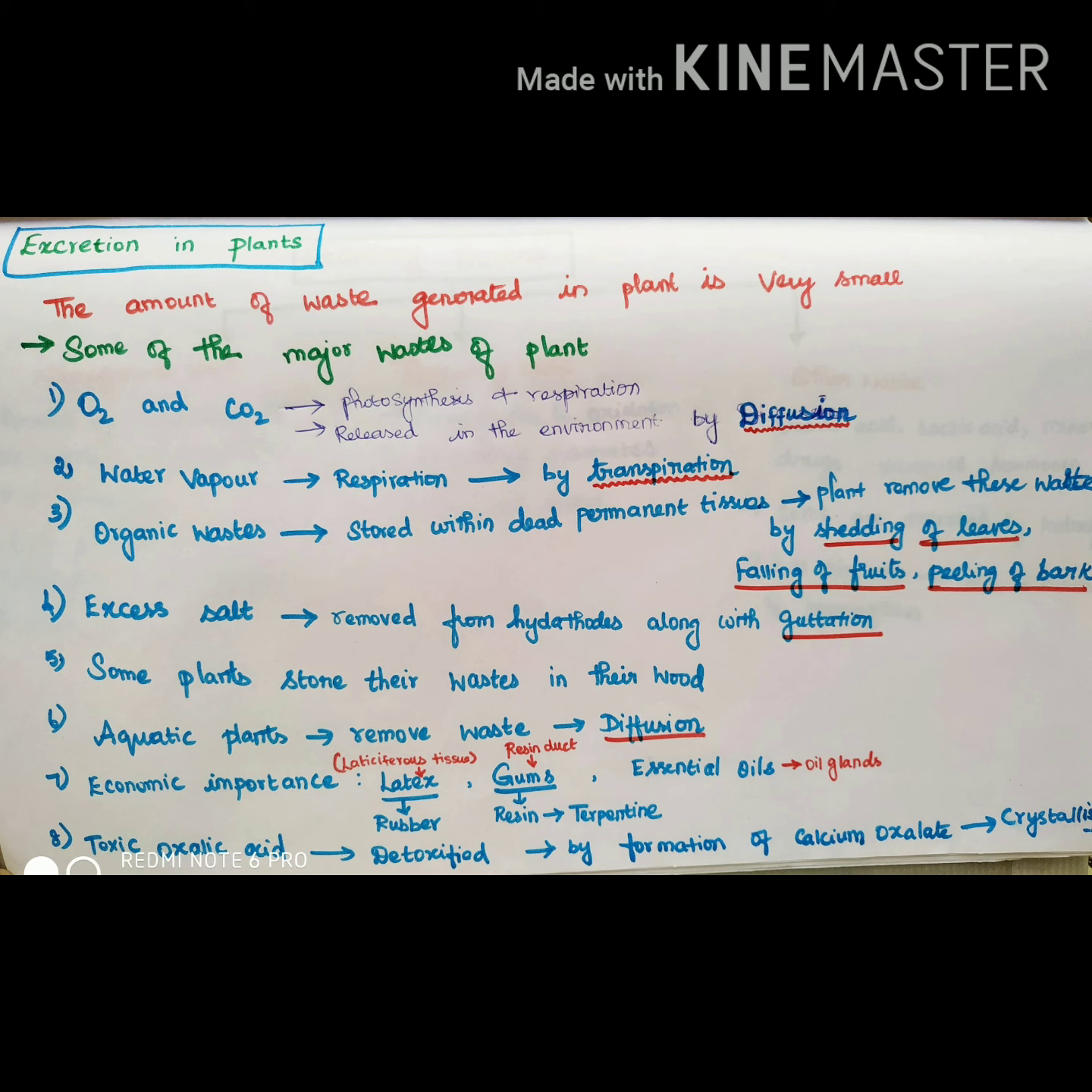So in the plant tissue, as you know, under the permanent tissue some dead tissues will be there. So these organic wastes get stored in the dead permanent tissues, and the plant removes these wastes. How? If it has been stored simply, you may think how it may be released out.